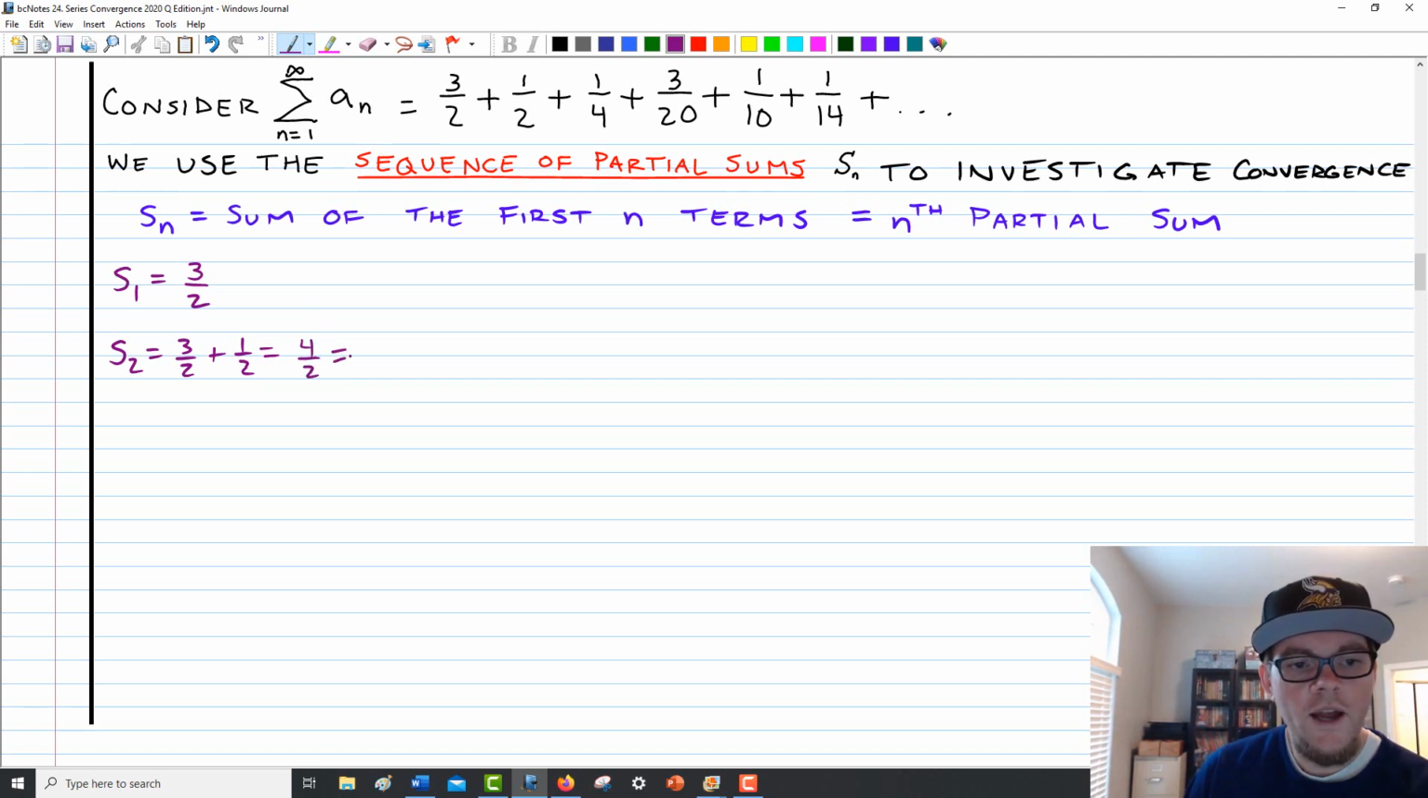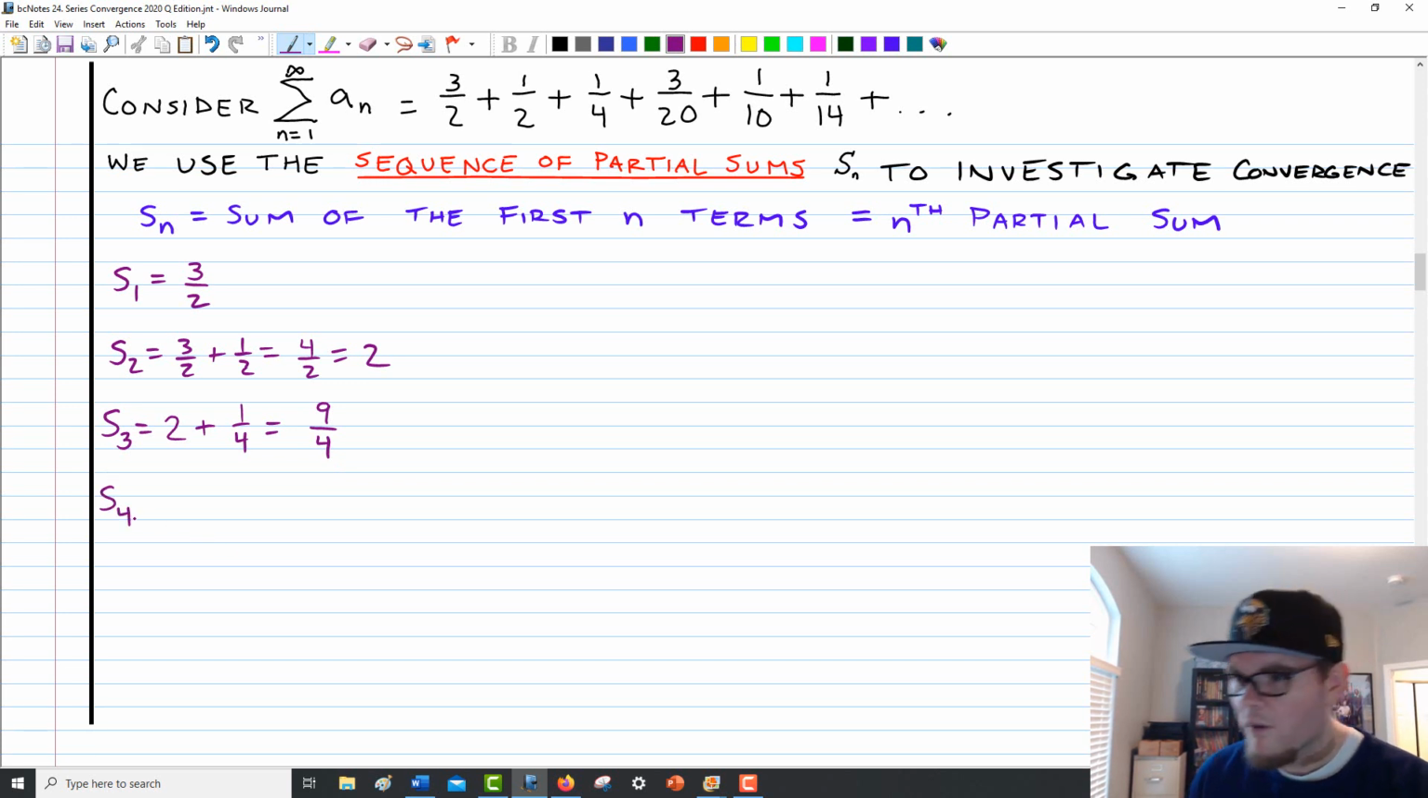So 4/2 gives us a value of 2. Interestingly enough, good enough for us. When we go to the third partial sum, we're going to have the sum of the first 2 terms plus the third term, which is 1/4. When we add those together, we get 8/4 plus 1/4 is 9/4.